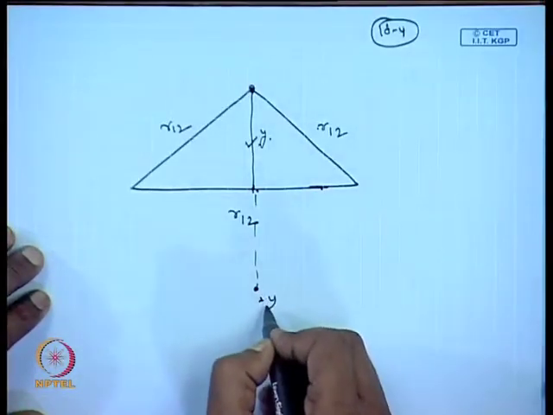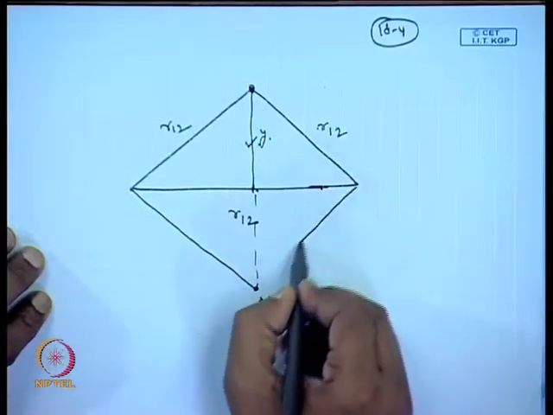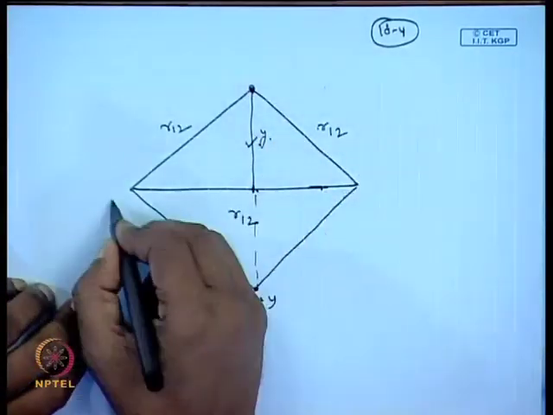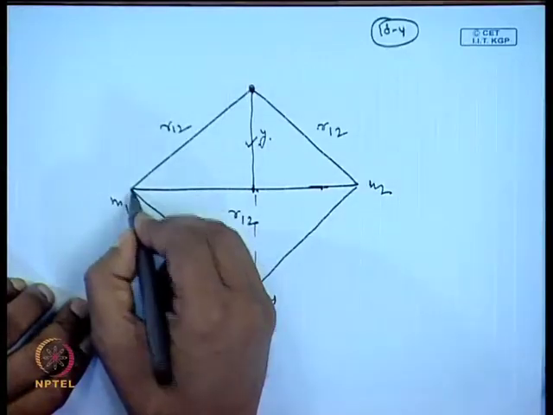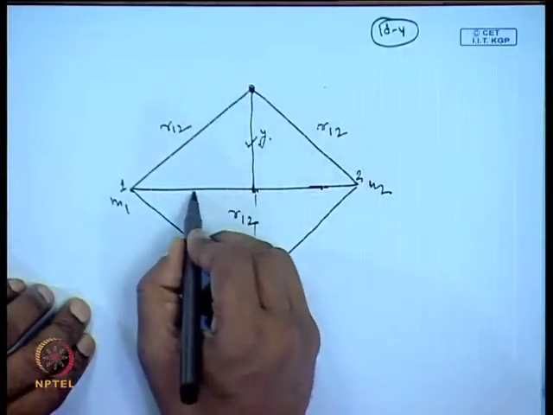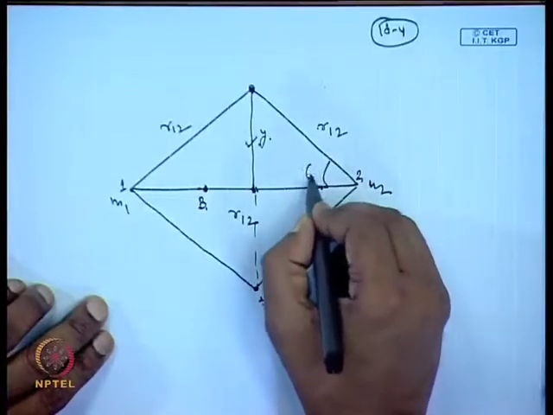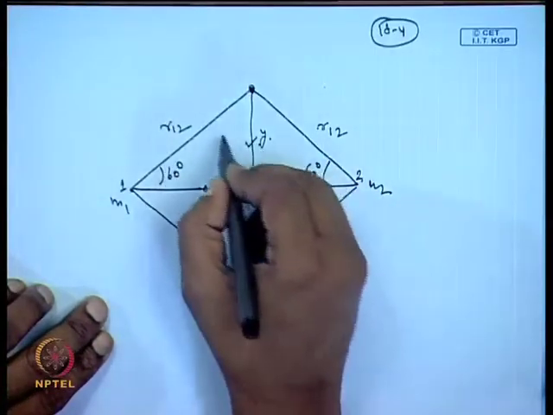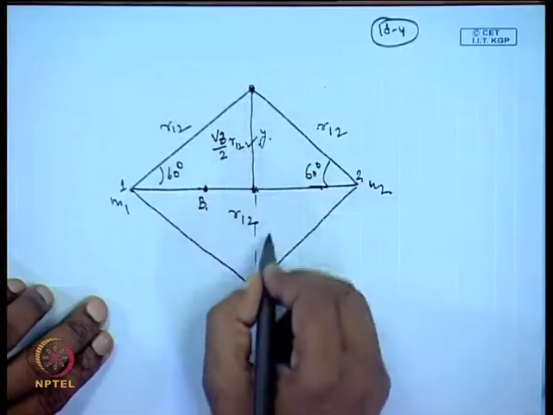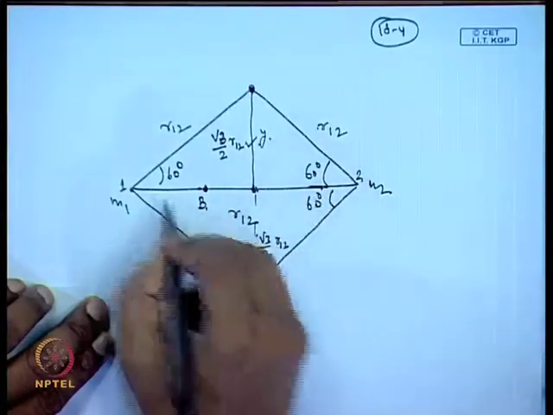Okay. So both the points will appear as, this is m 1 and m 2. This is point 1 and this is point 2, and the barycenter is lying somewhere here. Because it is an equilateral triangle, this is 60 degrees and this will turn out to be root 3 by 2 r 12, and this will also turn out to be root 3 by 2 r 12, from the equilateral triangle properties.